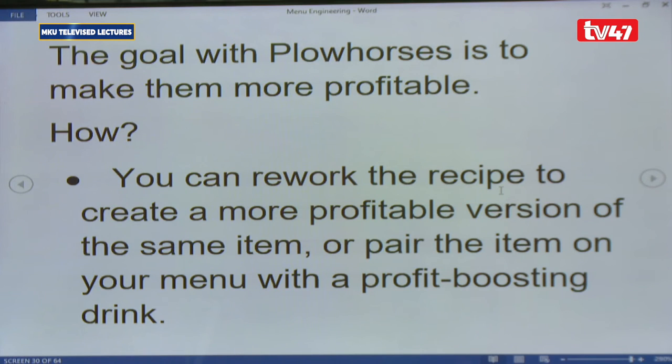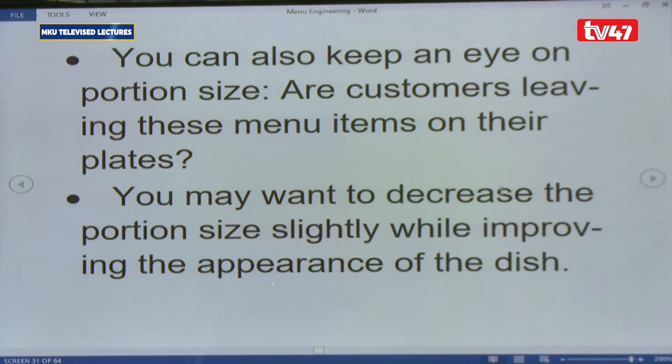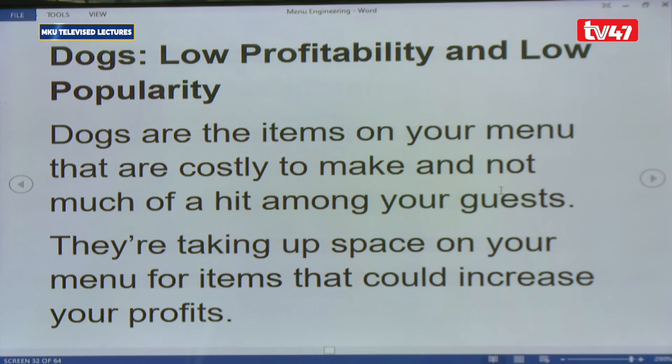One, you can rework the recipe to create a more profitable version of the same item. Or you can pair them with another item on the menu to boost the profitability. We are talking here about bundling of items together. Equally, you can keep an eye on the portion size. Might be the portions are big. That way, you're also going to reduce the cost and increase the profitability. You may also want to decrease the portion size slightly while improving the appearance of the dish. All those are things you can do for that particular category.